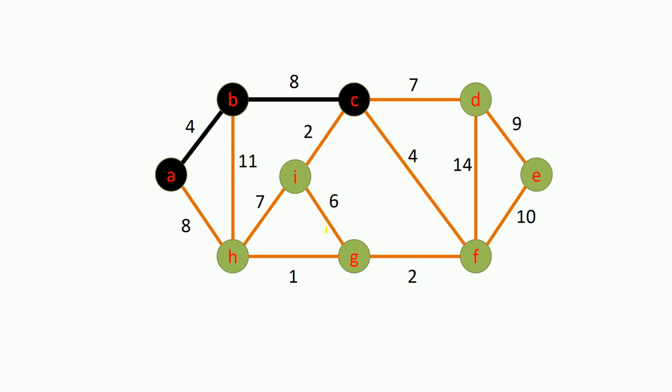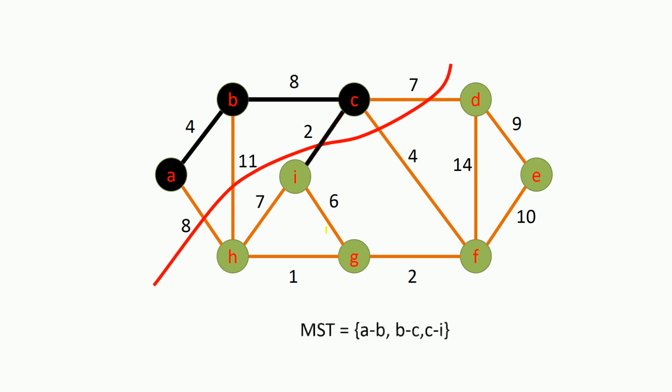For the third iteration, A, B and C vertices are incident to edges in the MST list. So we have to pick a cut which crosses the edges leaving A, B and C vertices. So our cut for this iteration will look like this. Now the light edge for this cut is the edge between C and I vertices, so we are going to add that edge to our MST list as well. So currently our MST list has 3 edges: the edge between A and B vertices, the edge between B and C vertices, and the edge between C and I vertices.